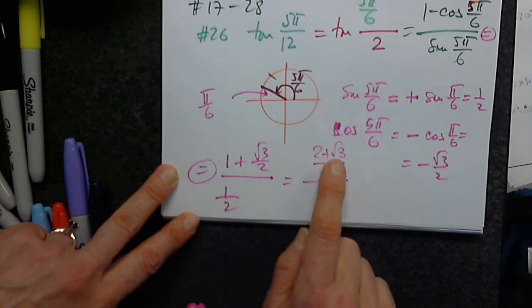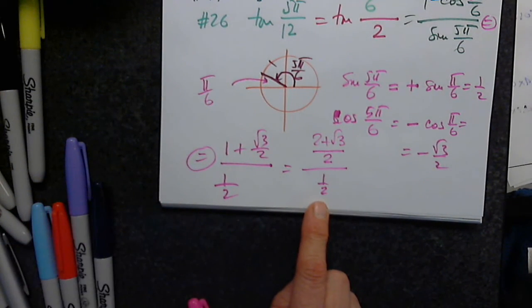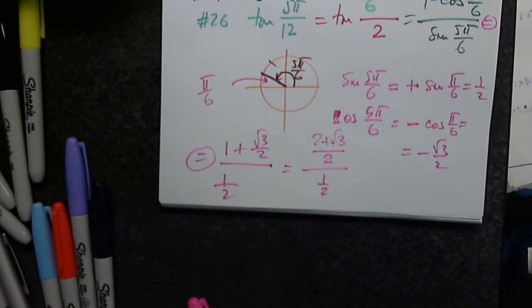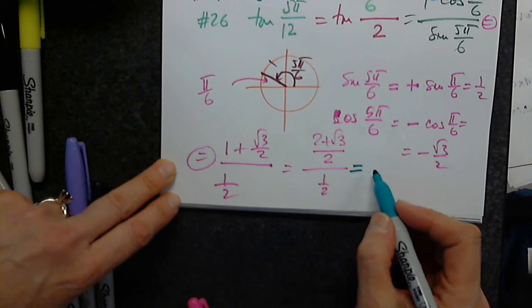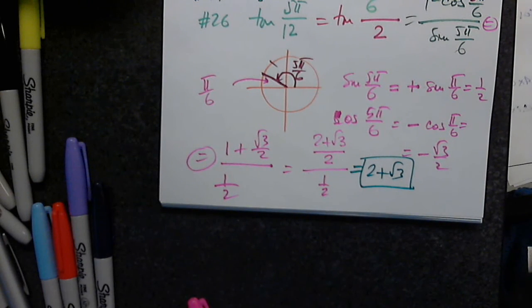So now the numerator is 2 plus the square root of 3 over 2. We agree? And the denominator is 1/2. How do I divide two fractions? Good. So what is the simplified form? That's it. And this is the exact value of tangent for the angle 5 pi over 12 using a half angle. Is this okay?